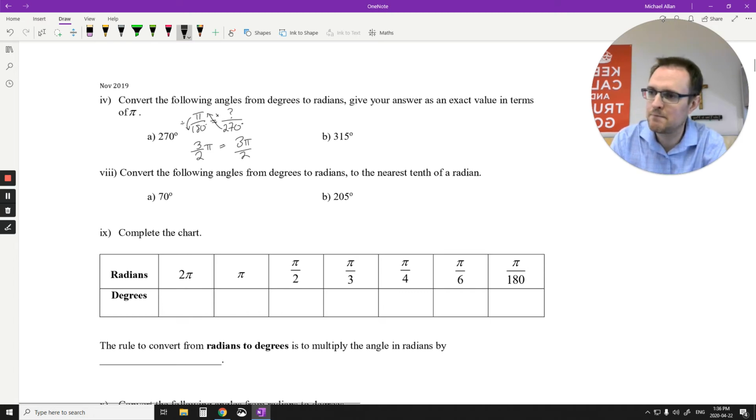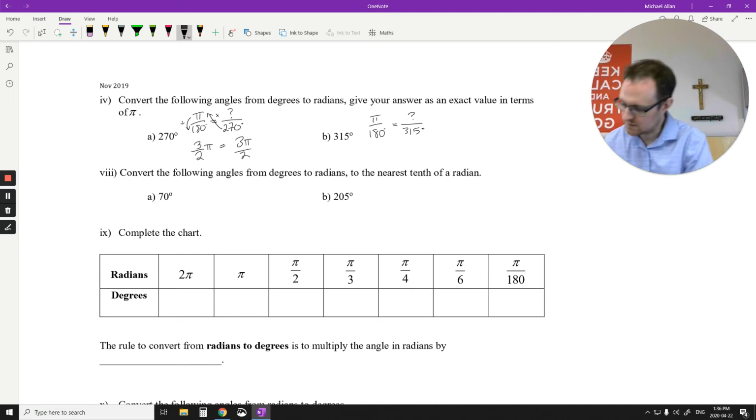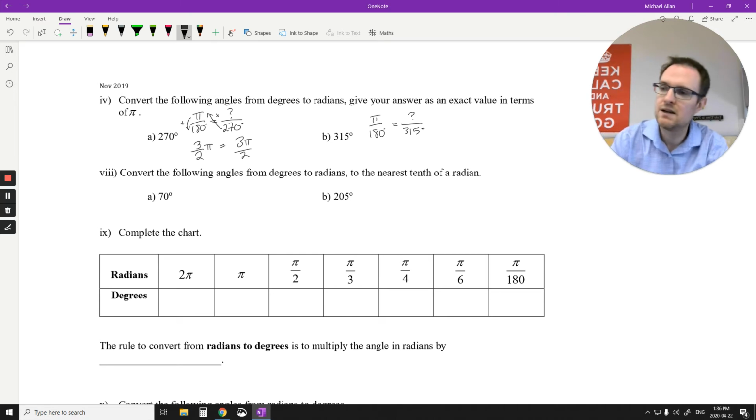It's the same thing. So you're going to do the same thing here. Get pi over 180, 315, look for that question mark there. So I'm going to go 315 times pi divided by 180. Enter. You get 7 over 4 pi, which should be written as 7 pi over 4.